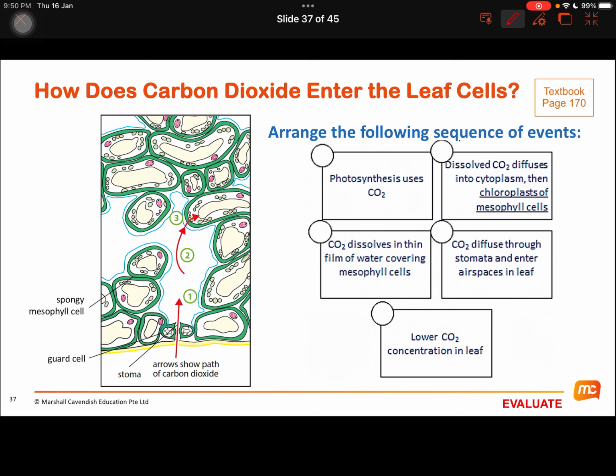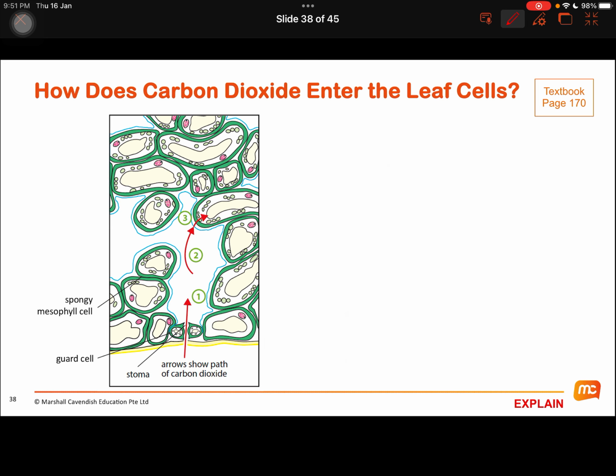So let's take a look over here. You may pause the video and look at the different events that have been listed on your worksheet and help to arrange from 1 to 5. Pause to try out on your own before continuing the video. Now, let me reveal the answer by bringing you through step by step of how carbon dioxide enters the leaf.